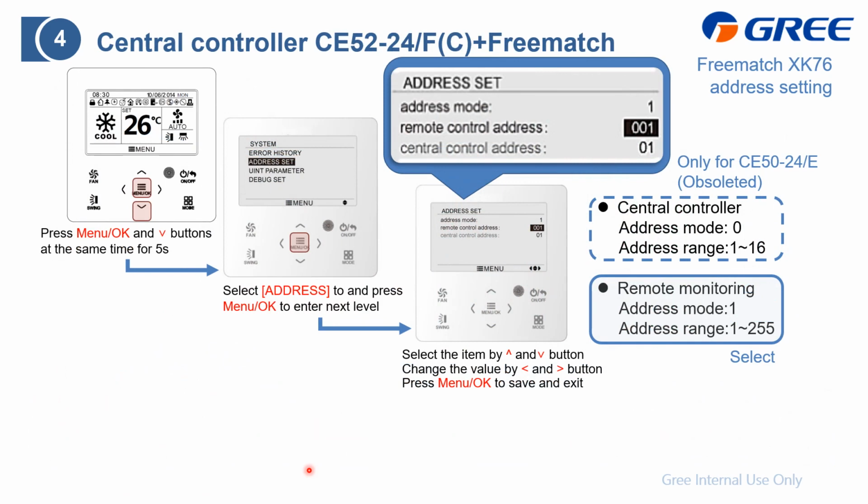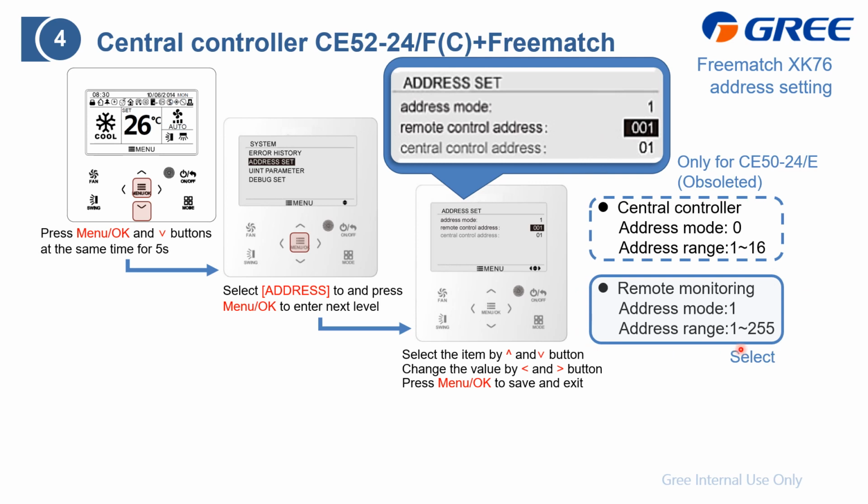After wiring, you still need to do the setting on the wired controller to finish the setup. First is for the SK76. For this one, just follow these steps. You need to enter this page, which is here. First is to select the communication protocol, and then you need to select the address. For the first one, you need to select the remote monitoring, this one, and then select the address.